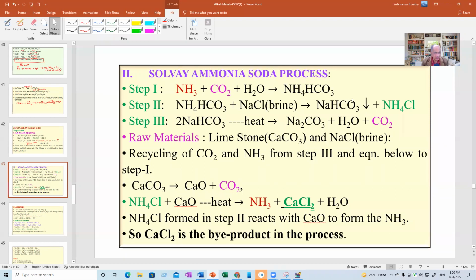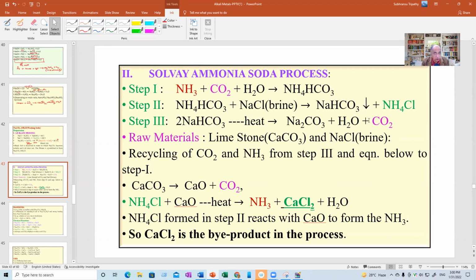This is the first step. The ammonium bicarbonate will be taken to another chamber. It will be allowed to mix with brine, sodium chloride solution, maybe seawater. And there will be a double displacement reaction. All these 3 steps are non-redox. That will produce sodium bicarbonate and ammonium chloride.